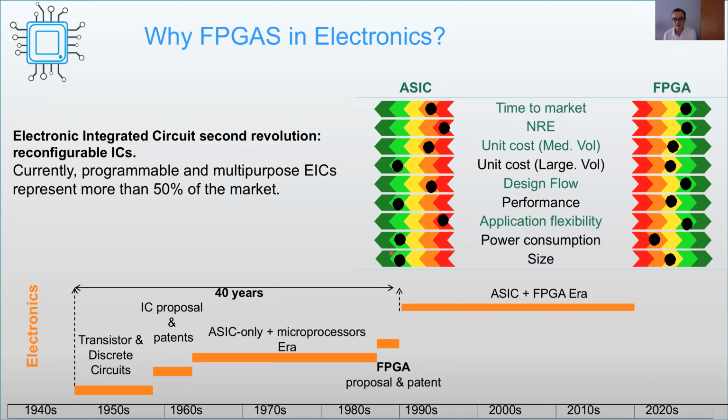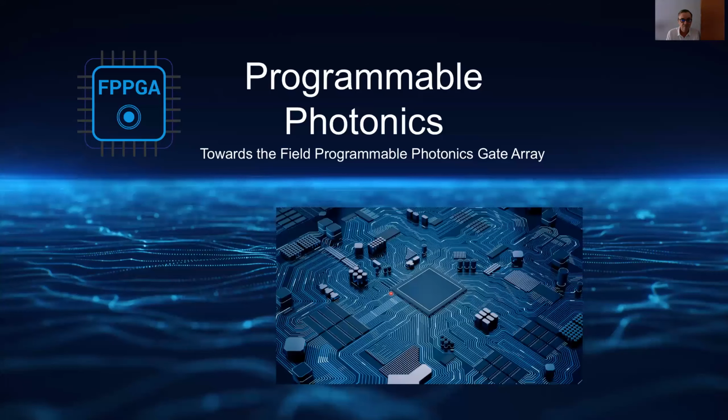and also because they are very flexible. And if you see a time evolution of electronics, you see that there was a kind of 40 years lag before the first discrete elements were invented, the transistors, until the FPGA was proposed. And from then onwards, there's been an area where both ASICs and FPGA coexist. So let's try to define or to describe a little bit more about programmable photonics.